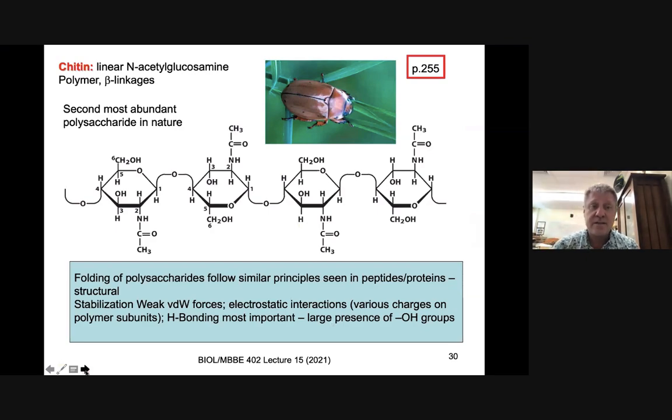Now, the next most abundant polysaccharide is in insects, and that's known as chitin. Chitin is actually the hard material that makes up the exoskeleton of the insect. So it's an N-acetylglucosamine polymer in beta linkage.